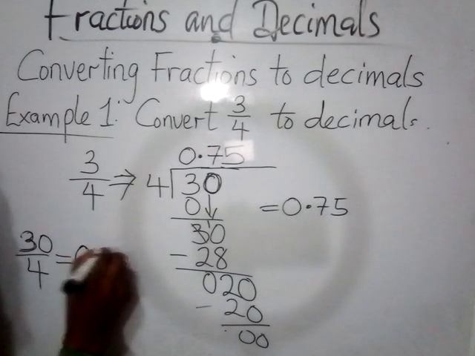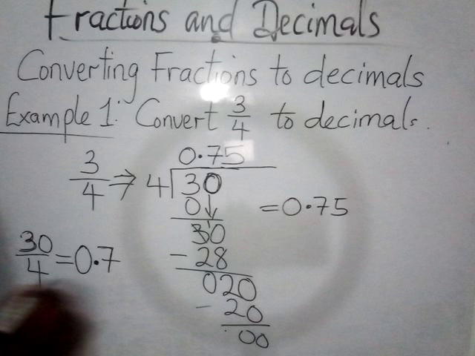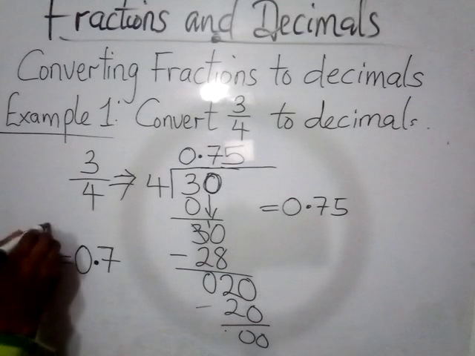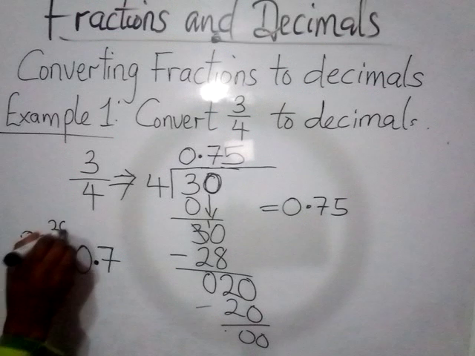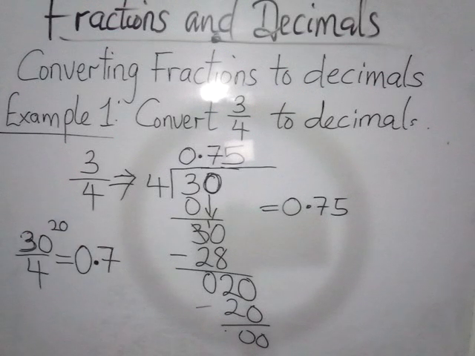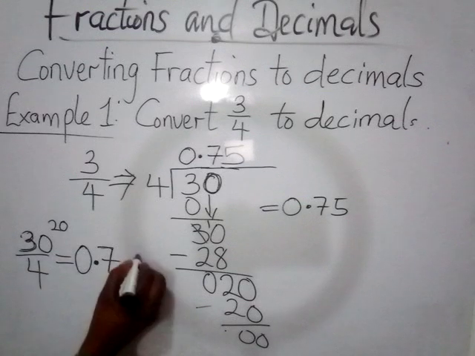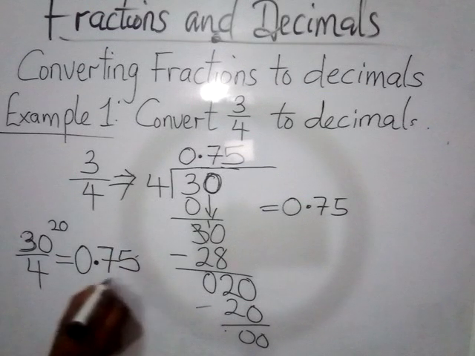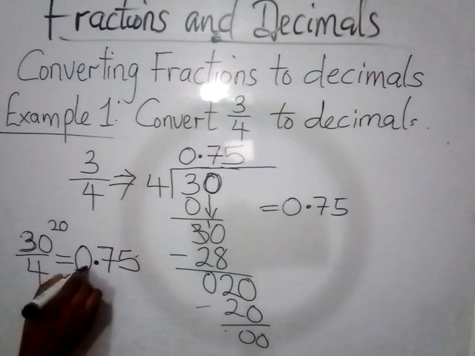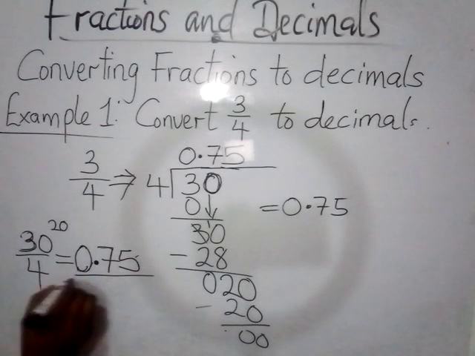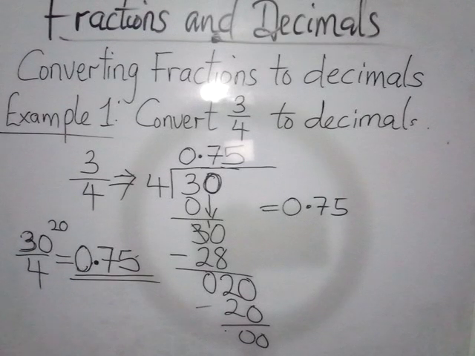Now you write down your 7. Remember there is a remainder of 2, right? There's a remainder of 2. So that 2 that is the remainder, add 0 to it. It gives you a new number of 20. And 20 divided by 4 is 5. And 5 times 4 is 20. So there's no remainder. And that is our answer.